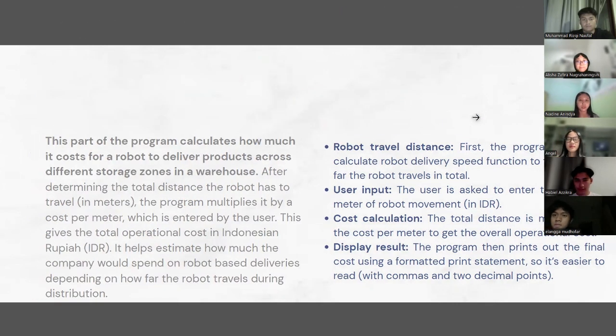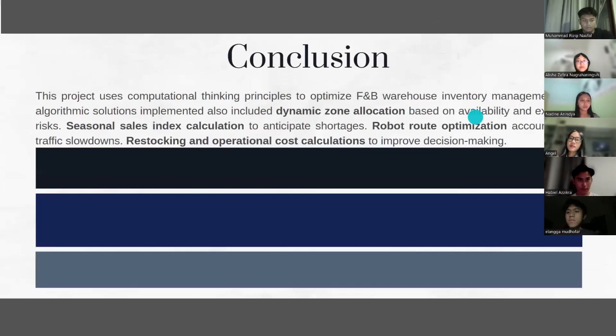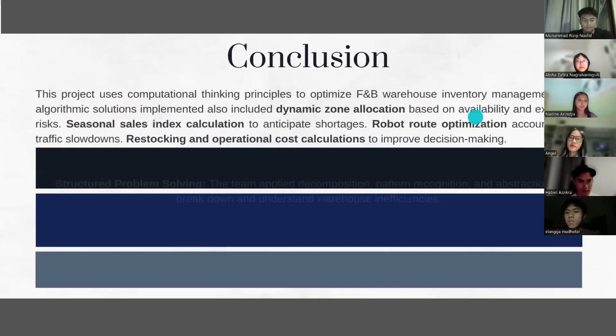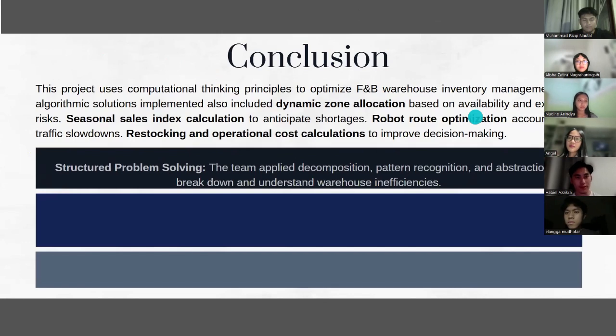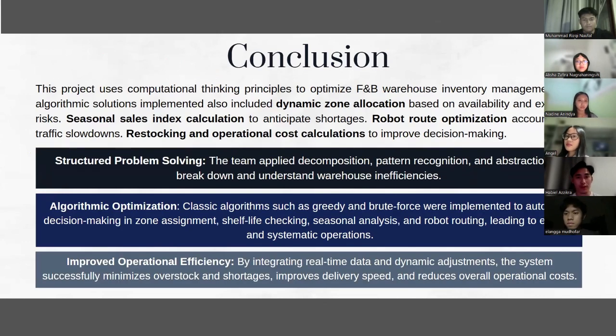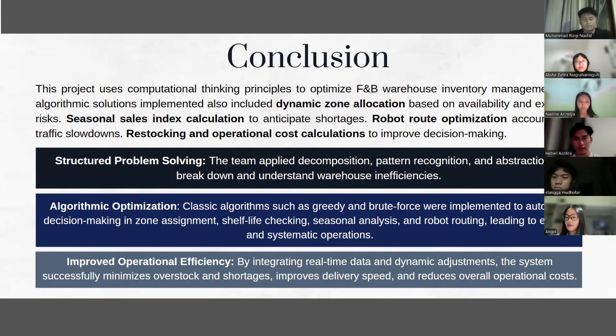So, in conclusion, this project uses computational thinking principles to optimize F&B warehouse inventory management. The algorithmic solution implemented also included dynamic zone allocation based on availability and expiration risk, seasonal sales index calculation to anticipate shortages, robot route optimization accounting for traffic slowdowns, and restocking and operational cost calculation to improve decision making.